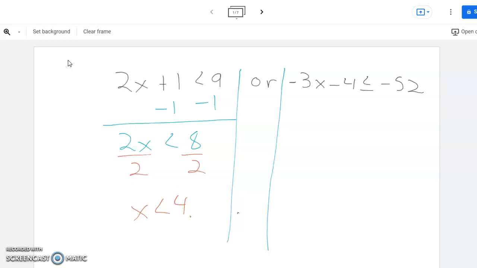Okay? And then I have my second part of this compound inequality, or negative 3x minus 4 is less than or equal to negative 52.